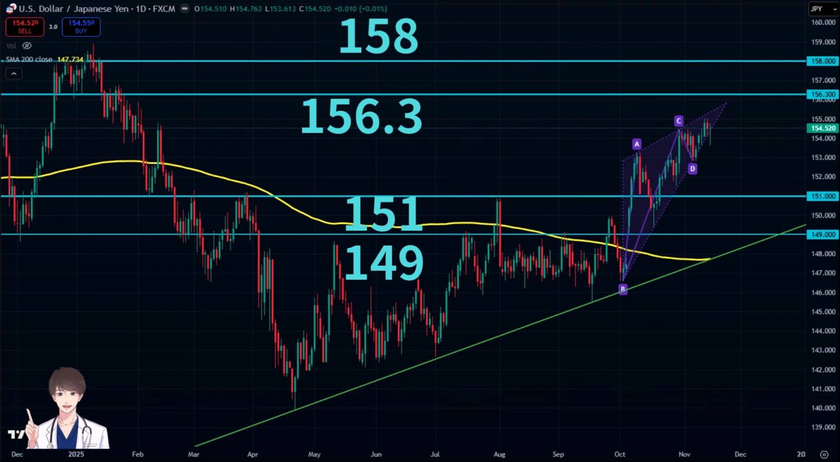I hope this analysis helps guide your trade planning. Let's stay focused this week, avoid being influenced by short-term volatility, and continue approaching the market from a long-term perspective.